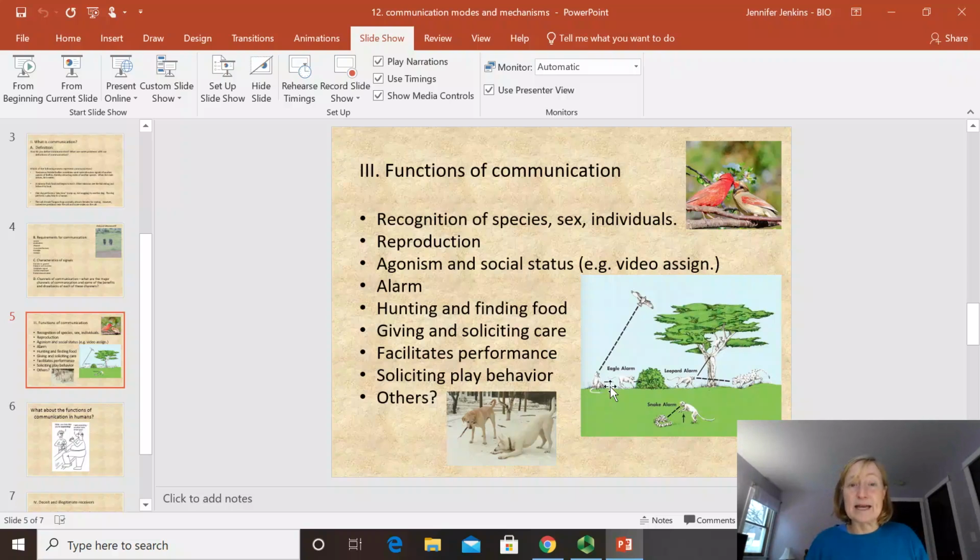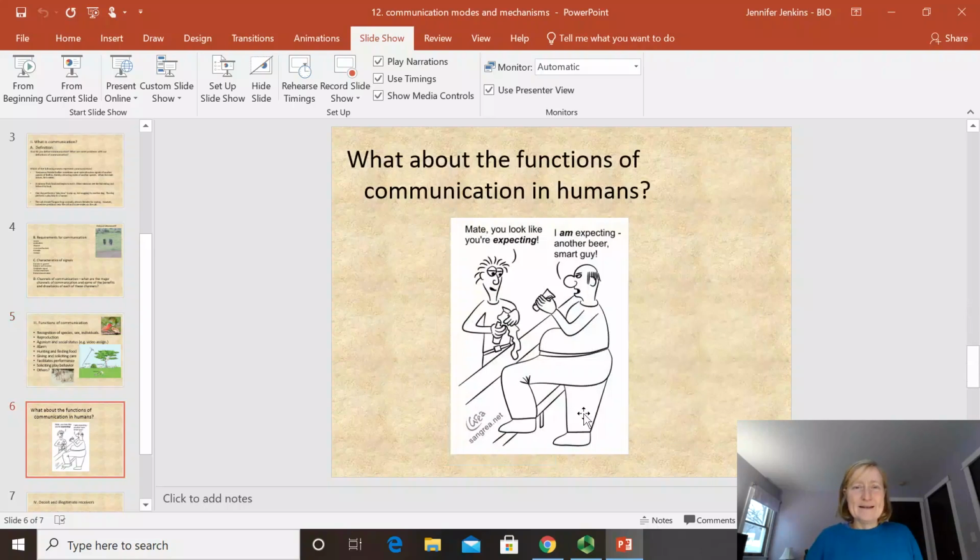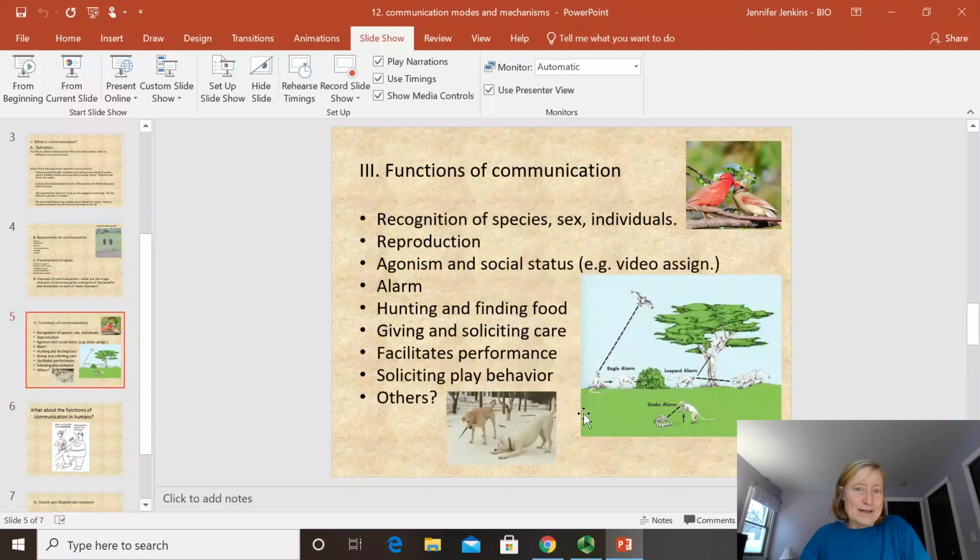So you might use communication for navigating, for example. When you think about migration in a lot of species, or just moving around territories, like elephants communicate about where they're going in their territory. What about functions of communication in humans? Well, let's go back to this list, right? I mean, we communicate for all of these reasons.